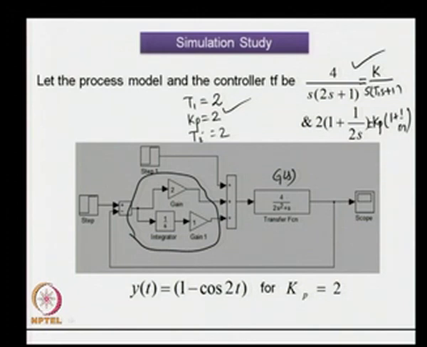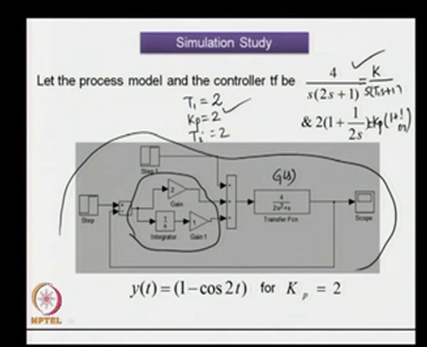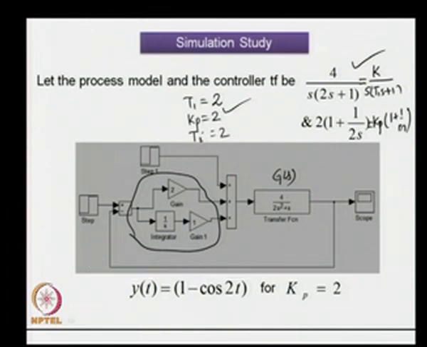Now, this is how one simulates the closed loop control system using Simulink of MATLAB. This is the proportional gain of the controller, time constant of the integral control, and dynamics of the process in transfer function form.